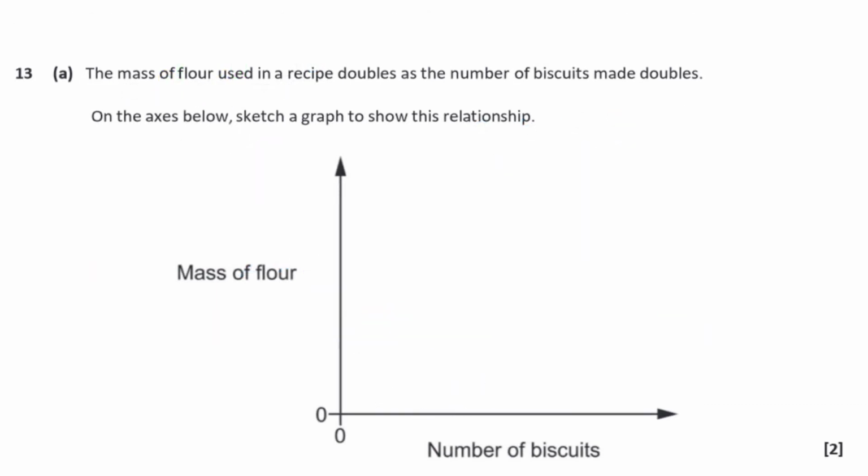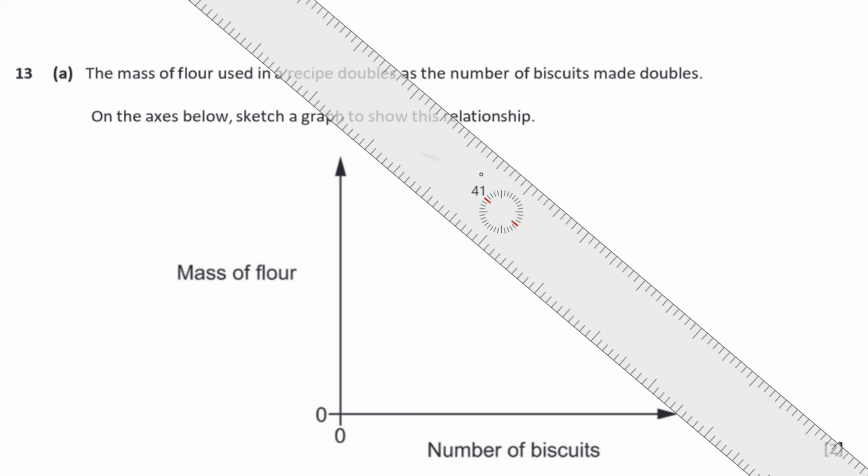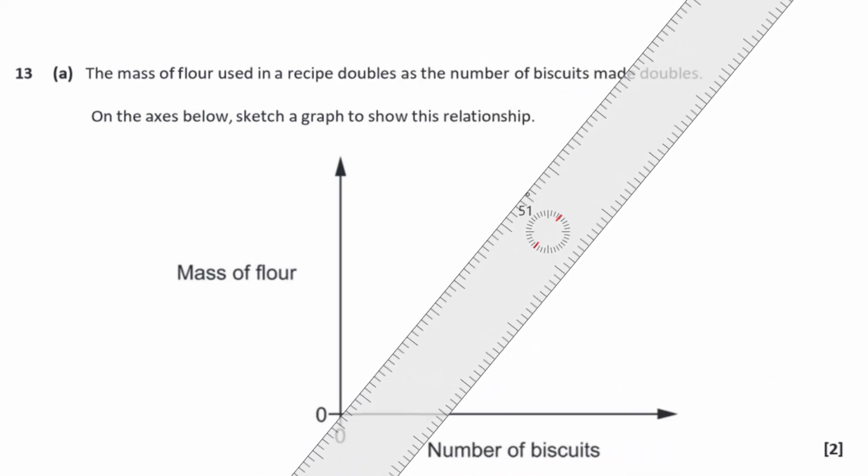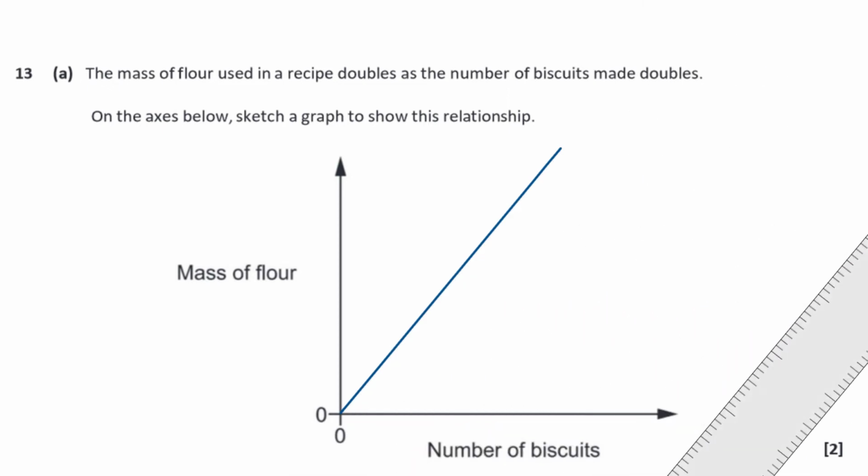Question 13a, the mass of flour used in a recipe doubles as the number of biscuits made doubles. On the axis below, sketch a graph to show this relationship. Okay, so this is just a direct proportional relationship, isn't it? So I can simply show that on a graph as a diagonal line passing through the origin. Now obviously if it's doubling, then the gradient is going to be 2, but this is just a sketch, so I don't really need to show the gradient.